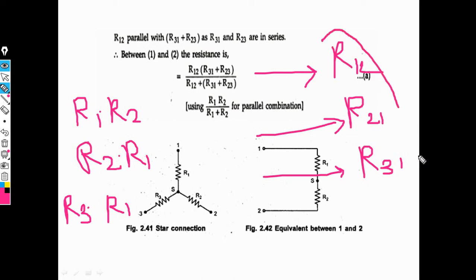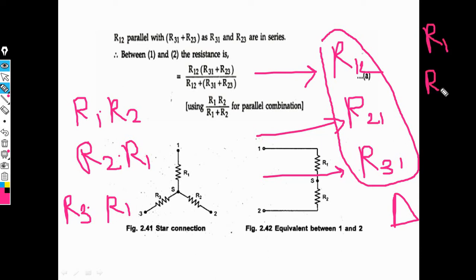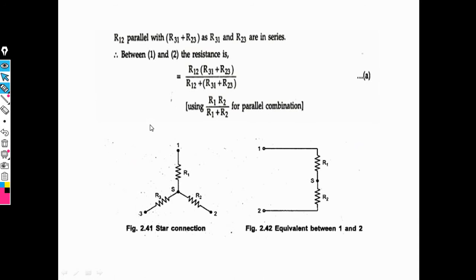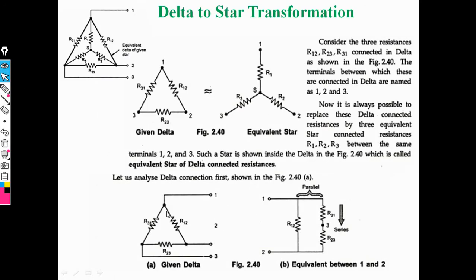Okay, now this is the phenomenon of delta, that is R12, R21 and R31. This is the delta, and star is R1, R2 and R3. Now this is the phenomenon for star. This is the star connection here, and this is the delta connection here.